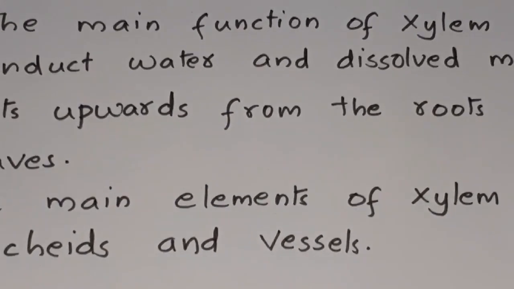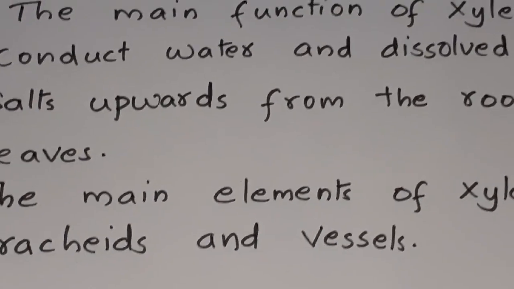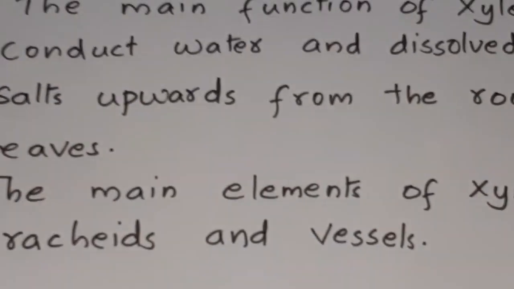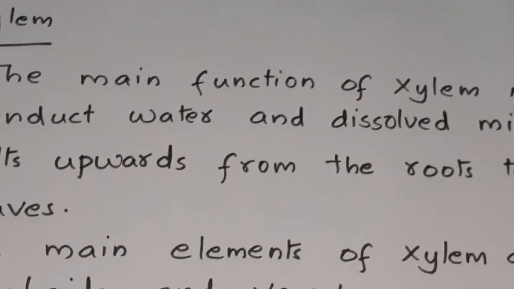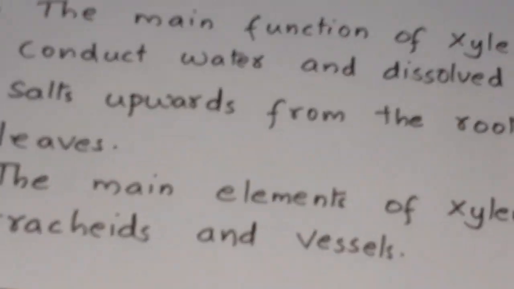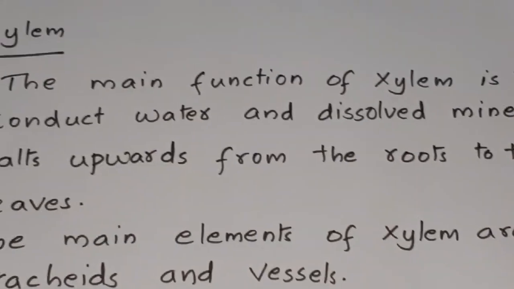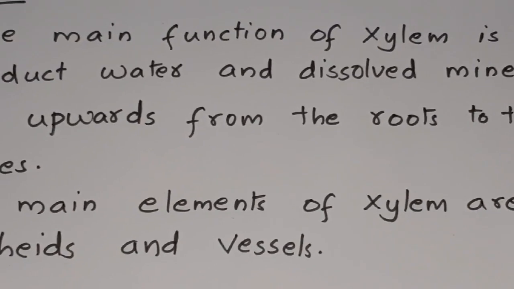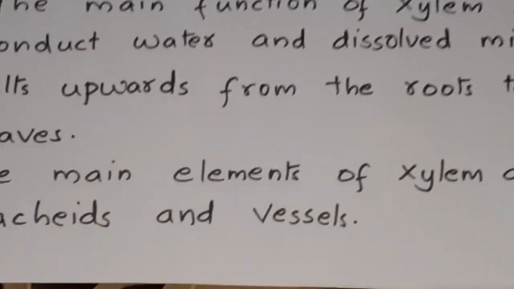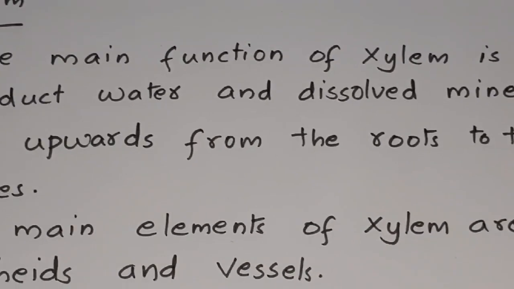Roots to the leaves. We know that water is a universal solvent, so water will dissolve so many things. All these minerals like calcium, phosphorus, potassium, everything will be dissolved in this water. The roots absorb this, then the roots hand it over to the xylem vessels. The xylem vessels will carry this to the leaves.